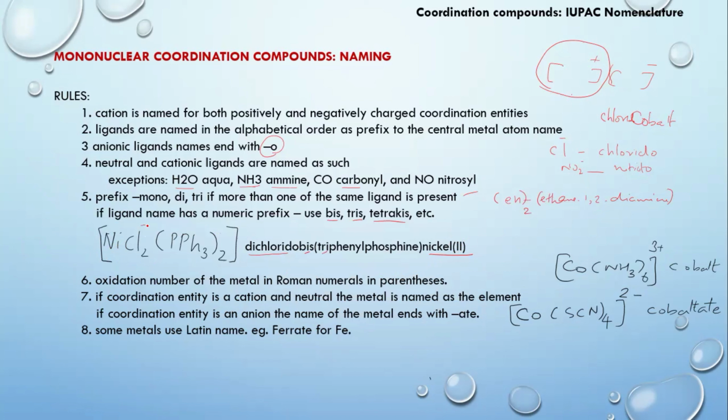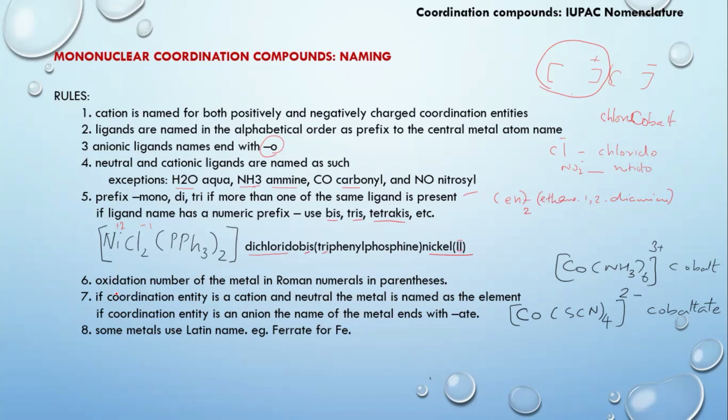So Cl has a -1 charge. Triphenyl phosphine is neutral. So to maintain the electrical neutrality, the oxidation number of nickel will be +2. And this oxidation number is shown after the name of the metal as a Roman numeral.